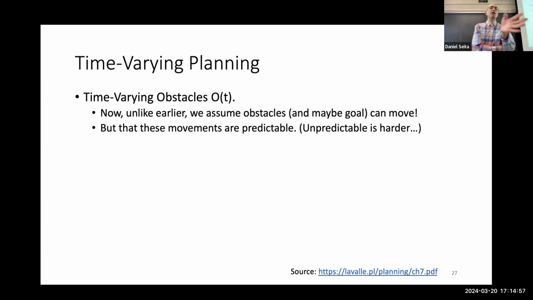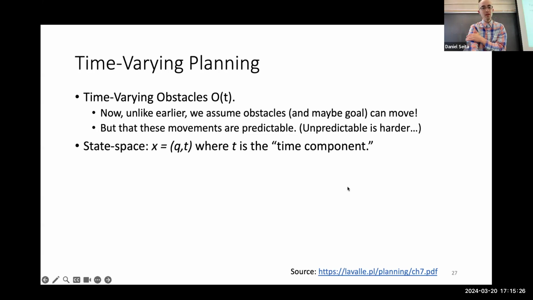A good example is robot parkour, like in many video games, where you're trying to go from start to end, and there are fences that try to fence you in and then go out, and you have to time your movement to go through them. So you try to navigate in cases where your obstacles are moving. One way to do this is to have your state space be x equals (q, t).